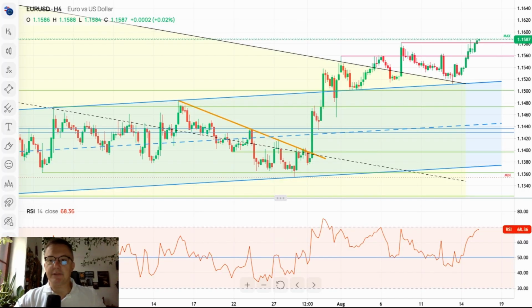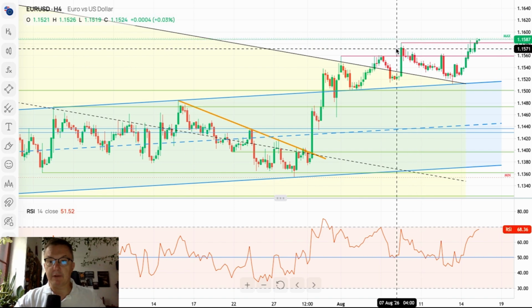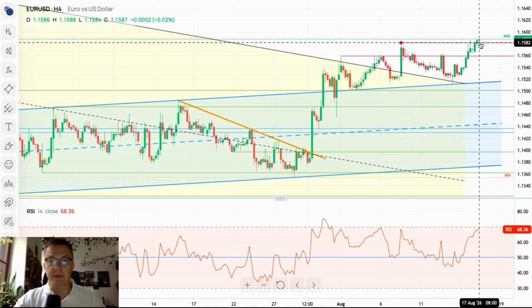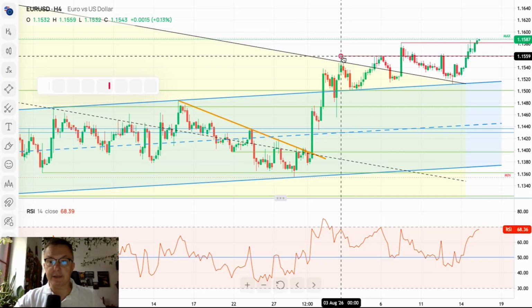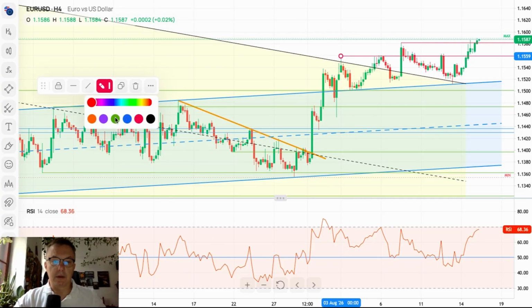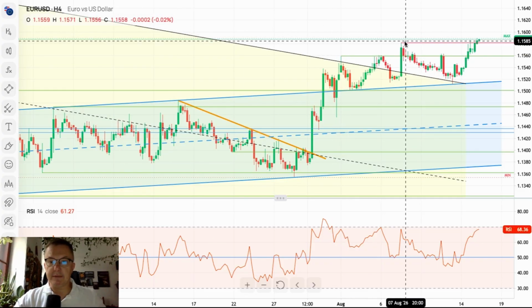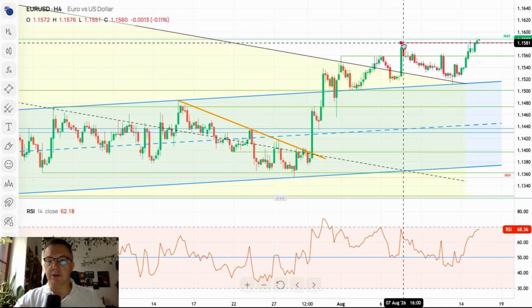Euro dollar 4-hour time frame chart is looking bullish. We have a breakout above the last week high at 1.1581, and we keep moving higher. Right now the local high and the swing high is 1.1589. So this level here, 1.1559, is now local technical support, and we are about to change the color of this one to the new green as well.